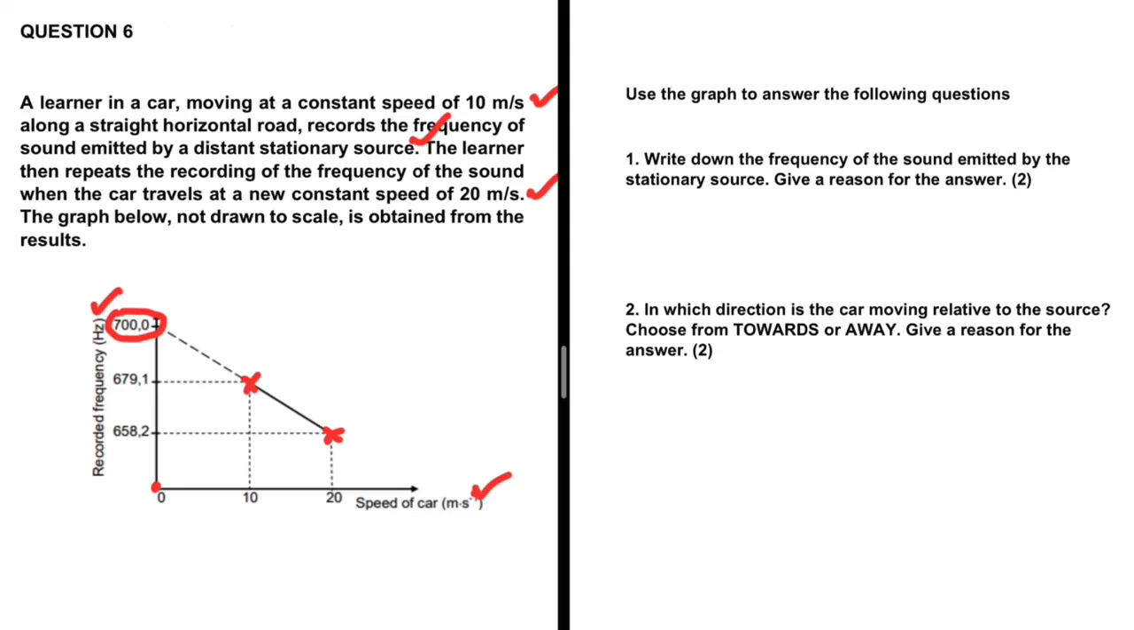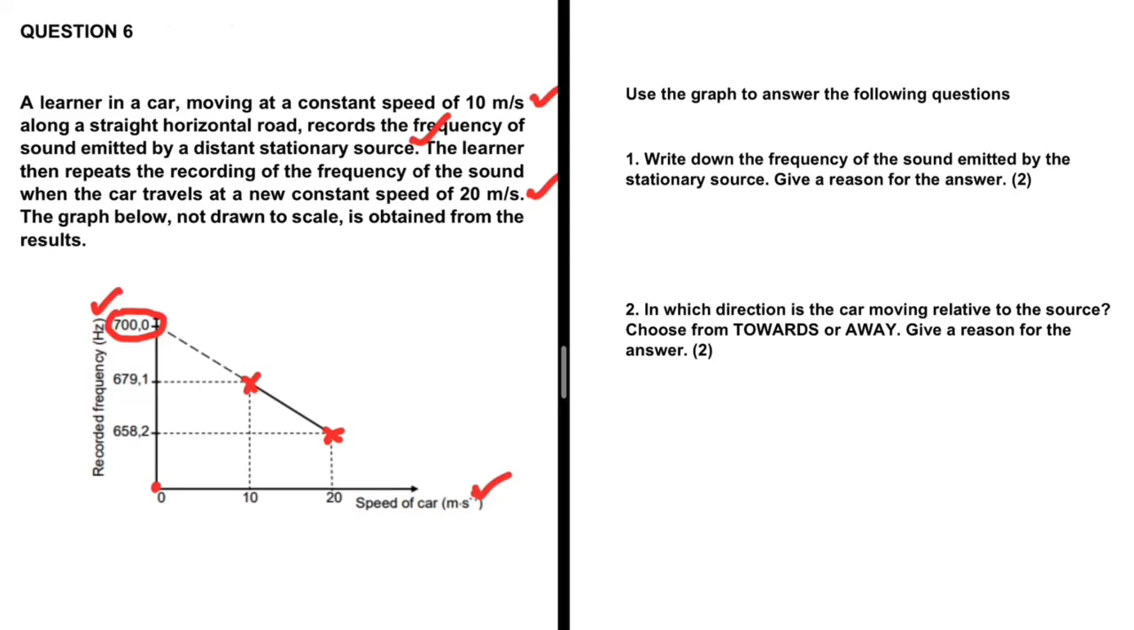So that's actually what I want us to go through. How do we interpret a question when we are given a graph or when we are given a table with data on it? That is the skill I want to teach you, because most of the time with Doppler effect, you're going to come across a situation that you've never seen before, and you have to be able to analyze that situation. Let's take a look at the first question.